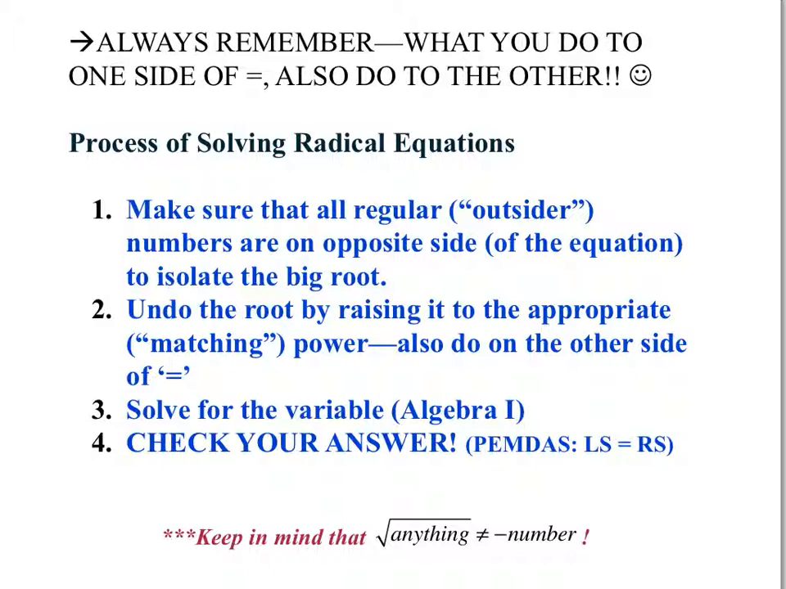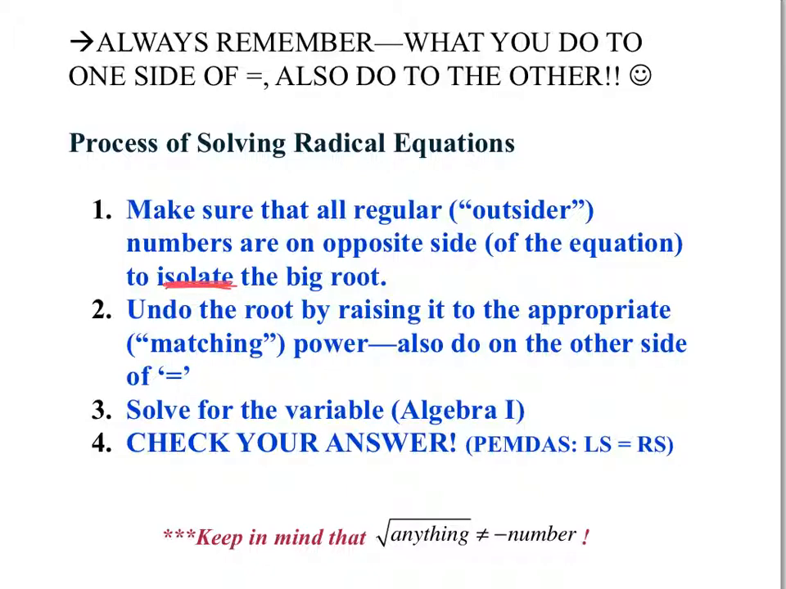You have to remember we're working with equations. So what you do to one side of the equation, you always have to do to the other. Adding to one side, add to the other. If you're squaring one side, you have to square the other, etc. So step number 1, you want to make sure that all outside values of the radical are on the other side of the equation. You want to isolate the root, and everything under it stays under the root.